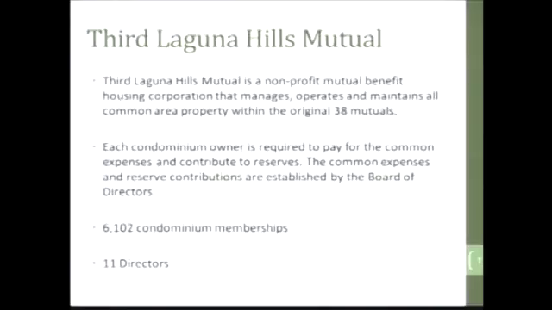The next one is Third. It's a not-for-profit mutual benefit housing corporation that manages, operates, and maintains the common area property within the original 38 mutuals. Each condo owner is required to pay for common expenses and contribute to reserves. The common expenses and reserve contributions are established by the board of directors. There are about 6,100 condominium memberships and 11 directors on that board.